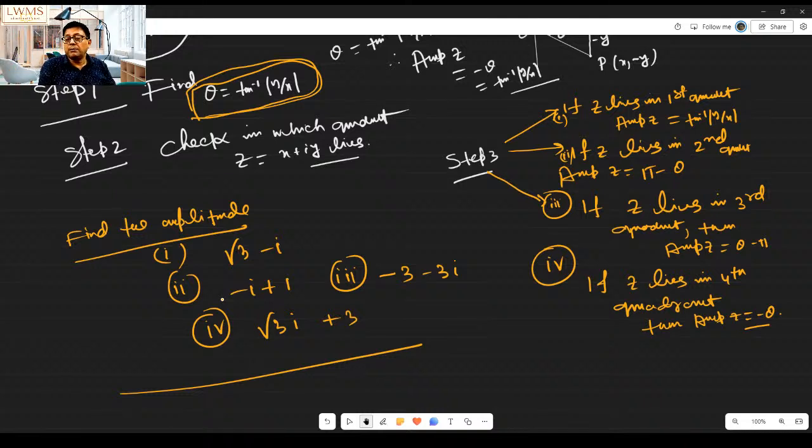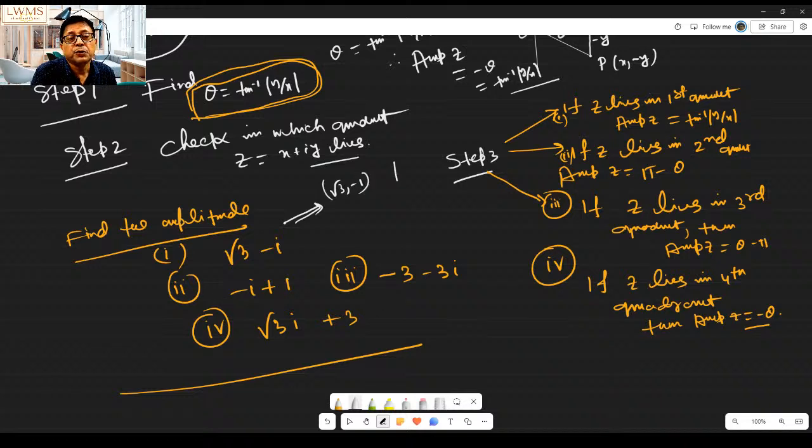By the method we have learned, with this formula you can get the amplitude quickly. See how to find. For this one, always you write the equivalent x, y. It is √3 minus 1, so x positive, y negative. Which quadrant does it go to? It goes to the fourth quadrant. Agree? You find theta. Theta is what? Tan inverse mod y by x. Always mod y by x.